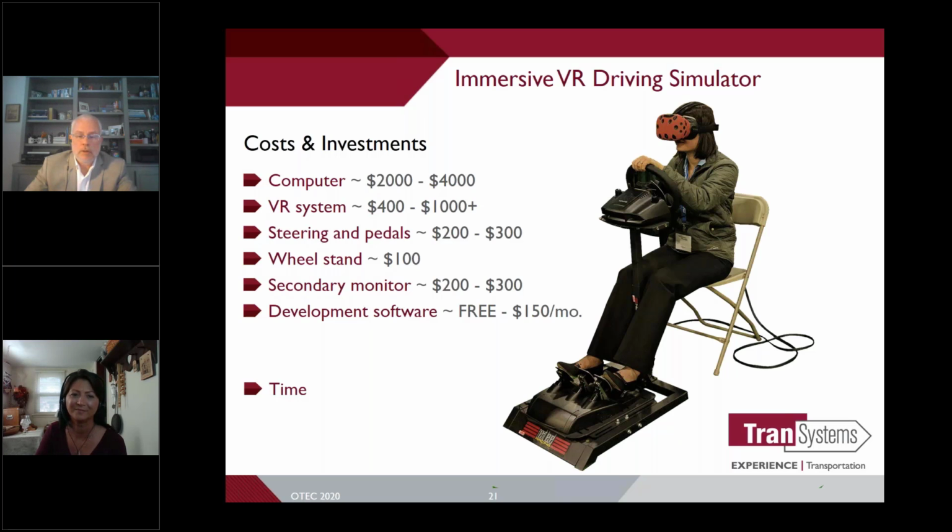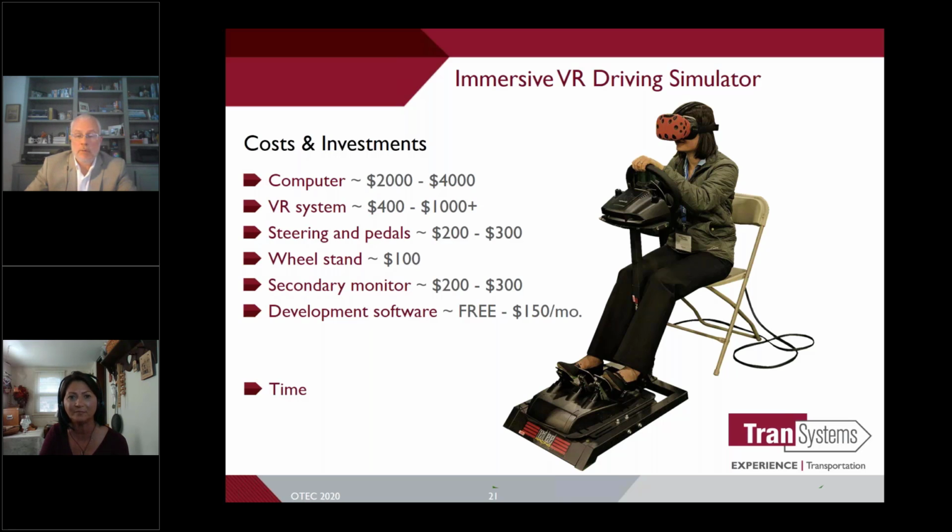The VR systems will also require a little research to decide what will work best. Suitable systems start around $400, and some can easily reach over $1,000. The steering wheel and pedals can be found in the $200 to $300 range for a good unit, and the wheel stand should cost about $100. A secondary monitor should just be a few $100s, nothing special here, just a big TV. Just make sure it has suitable connections for the computer.